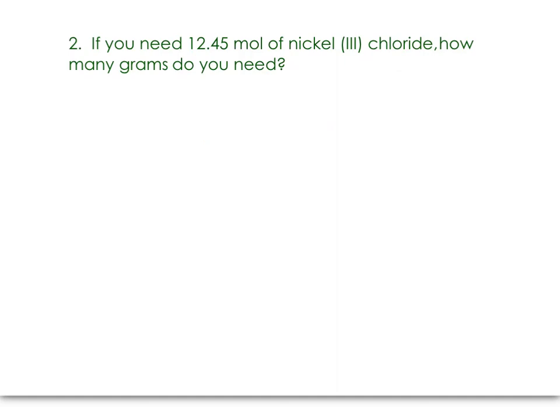Next, if you need 12.45 moles of nickel-3 chloride, how many grams do you need? Well, in order to find the molar mass, which we need to convert from moles to grams, we will need a chemical formula for nickel-3 chloride. So nickel with a +3 charge and then the chlorine with a -1 charge gives us NiCl3. So now all we need is the molar mass for that compound, and then we can convert from moles to grams.